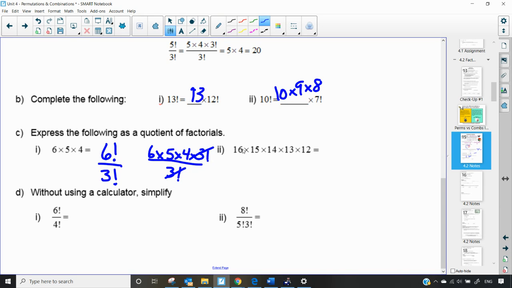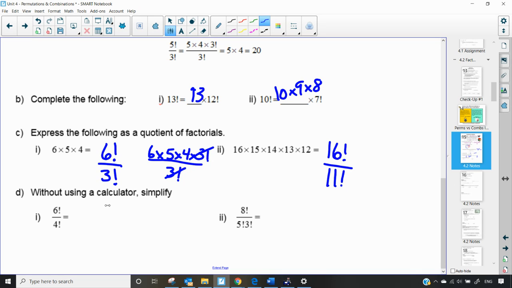All right, the next one, we've got 16, 15, 14, all the way down to 12. That means we're missing the 11 factorial. So we started by breaking down the 16, so that's our 16 factorial. And in the bottom, the 11 factorial is what's disappeared.